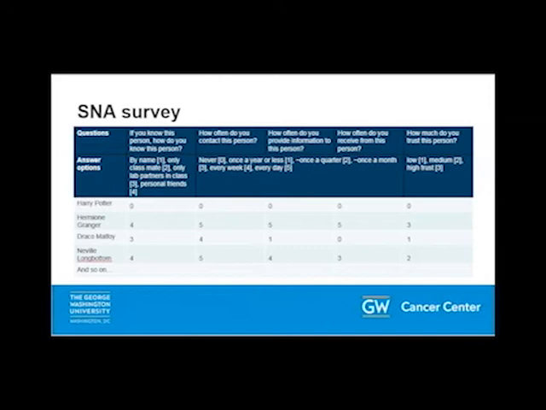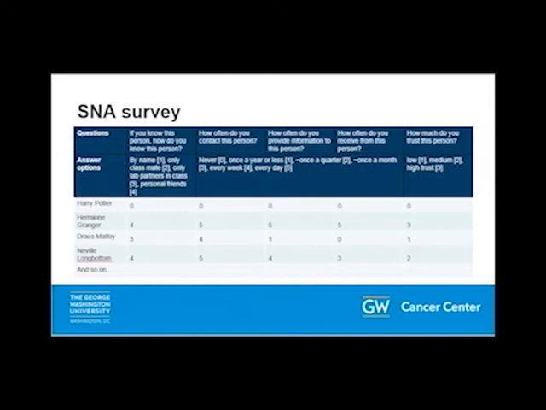So here's the type of survey we created for each roundtable attendee at each of the 4 roundtable locations to complete. On average, the roundtables had about 20 to 30 people in attendance, so the number of rows in this matrix was much, much longer. We asked each attendee about all of the other attendees, so how they know them, if they know them at all, how often they contact them, how often they send and receive information or technical assistance to or from them, and how much they trust them.